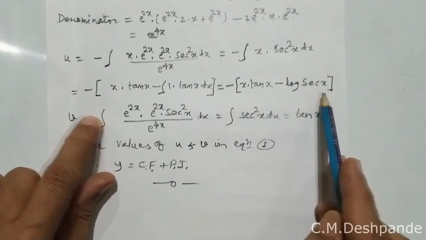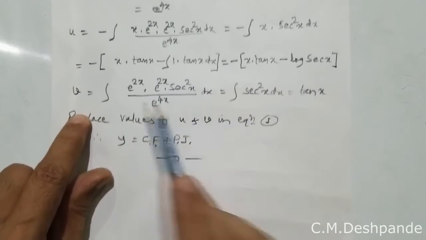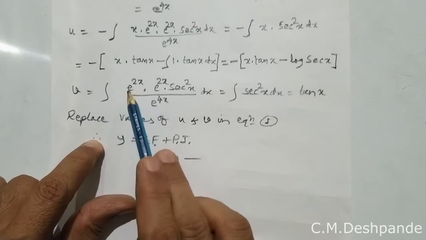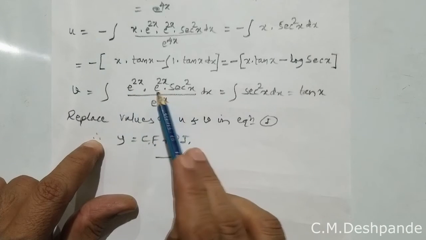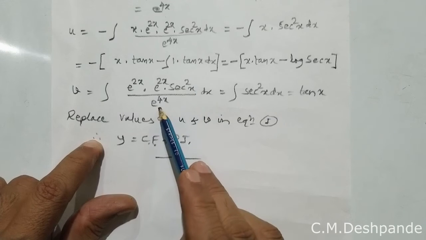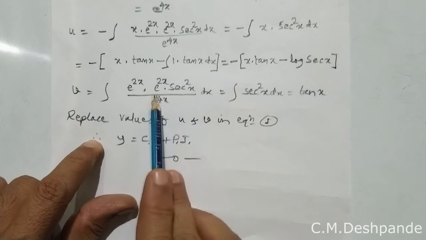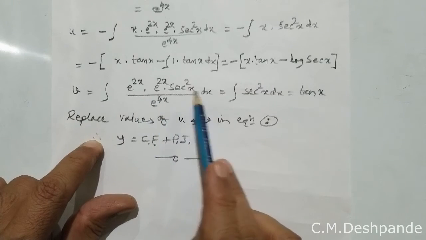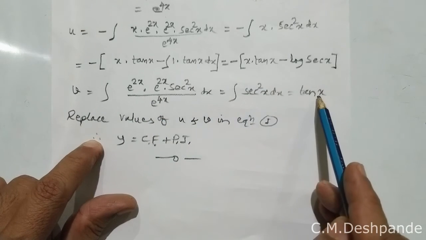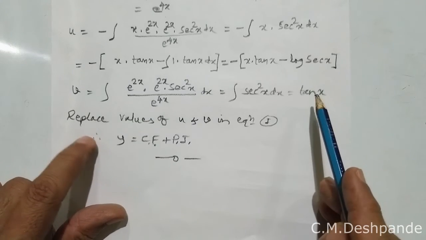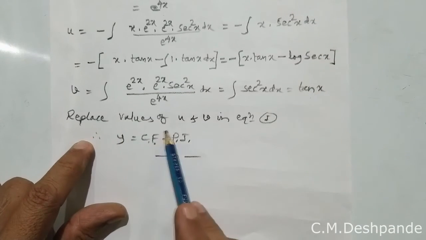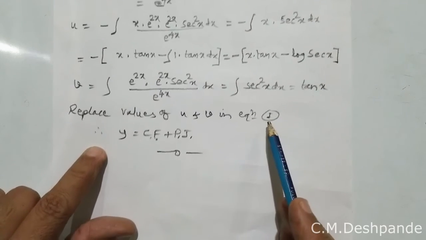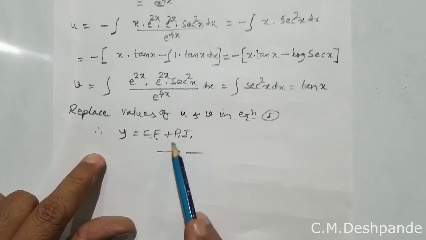So this is the value of u, and v is given by integration of f1 of x, that is e raised to 2x, into capital X, e raised to 2x into sec square of x, upon the denominator e raised to 4x. Now this e raised to 2x, e raised to 2x and e raised to 4x will get cancelled. So only integration of sec square of x, which equals tan x. This is the value of v. Replace the values of u and v in equation 1, that gives yp, and then finally the solution is given by y equals CF plus yp.